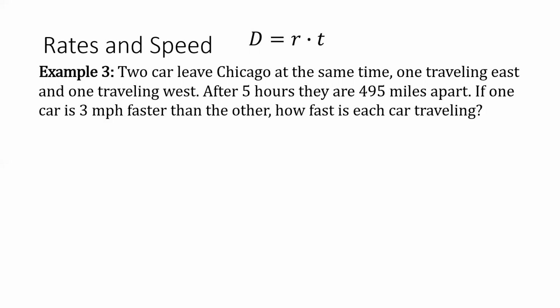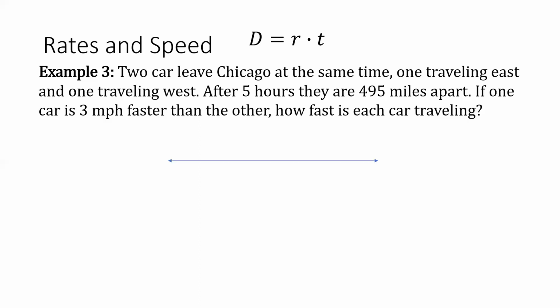2 cars leave Chicago at the same time, one traveling east and one traveling west. So it doesn't really matter the directions. What's important to picture here is that one's going in one direction and the other one is going in the opposite direction. After 5 hours, they are 495 miles apart. If one car is 3 miles per hour faster than the other, how fast is each car traveling?